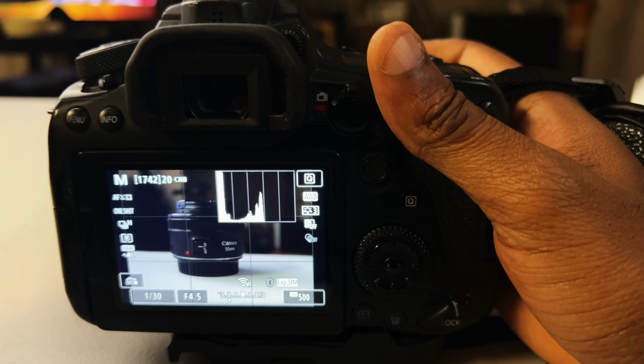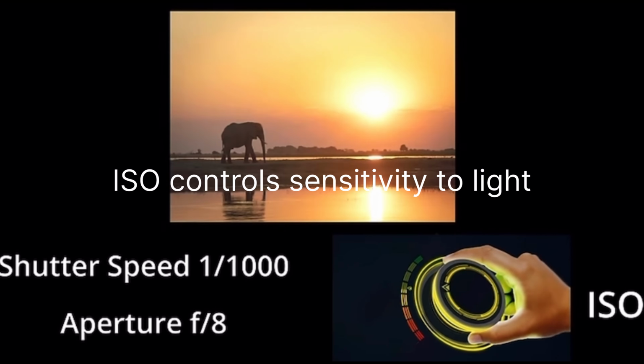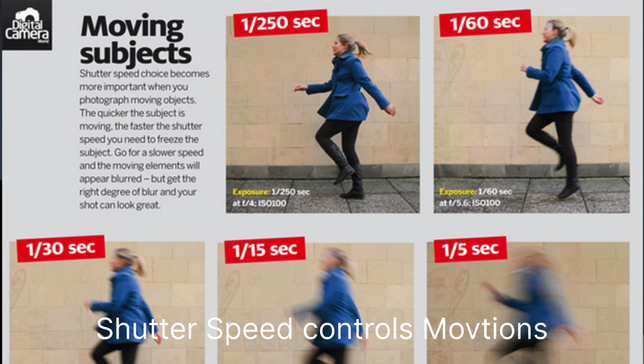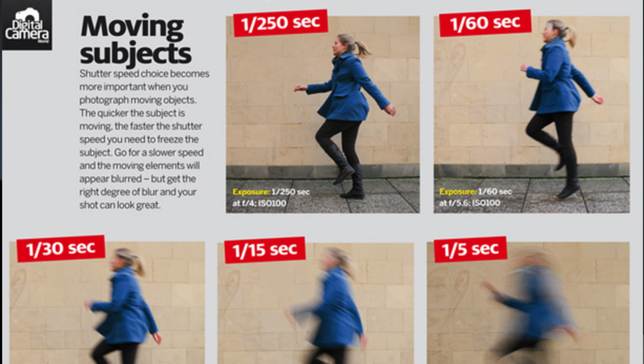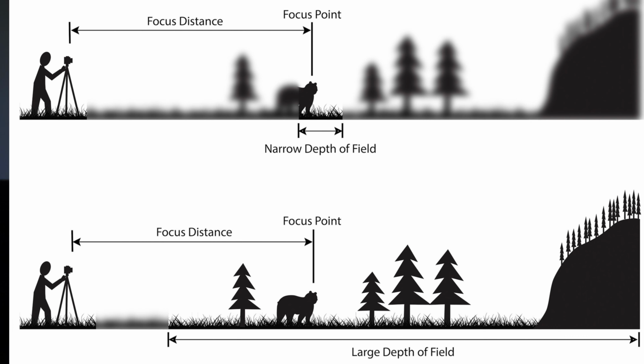And that's the exposure triangle. Remember, ISO controls the sensitivity, shutter speed controls the motion, and aperture controls the depth of field. Mastering these three elements will help you take perfect photos every time.